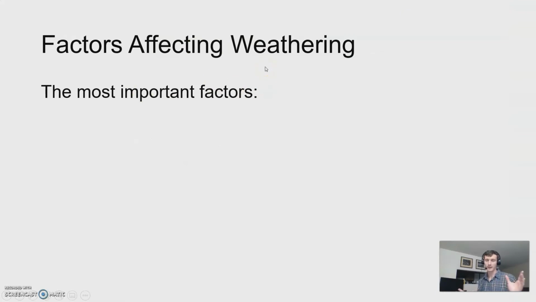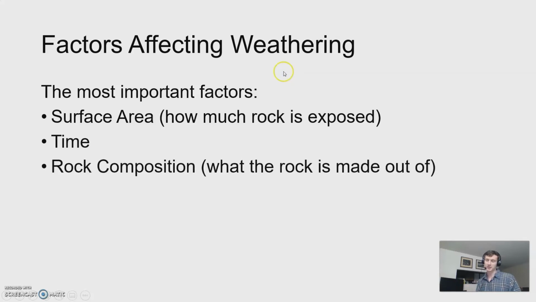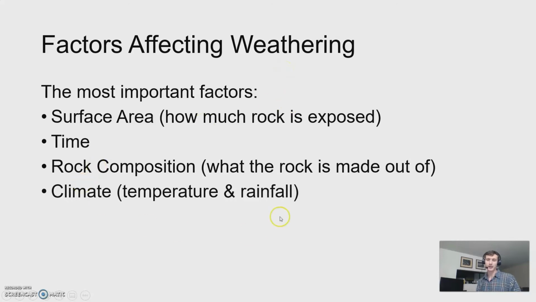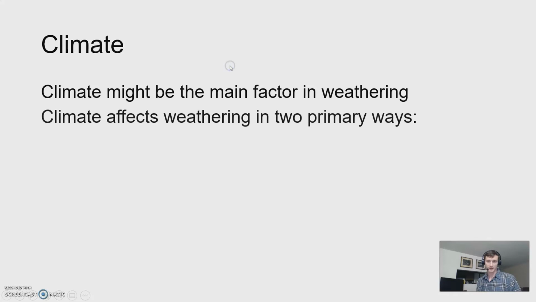So, what affects weathering? What are our factors here? First things first, surface area. More rock exposed means more weathering. Time. More time is going to mean more weathering. Rock composition, which is complicated, but know that this is a factor. And finally, climate, which is very important here. We're talking about, more than anything else, temperature, hot or cold, and the rainfall, dry or not dry. Specifically, this is what we're going to look at in a lot of places as our main factor in weathering overall for a certain place.